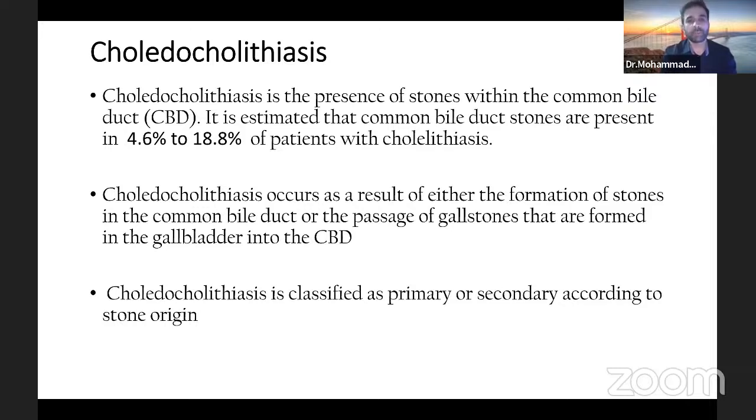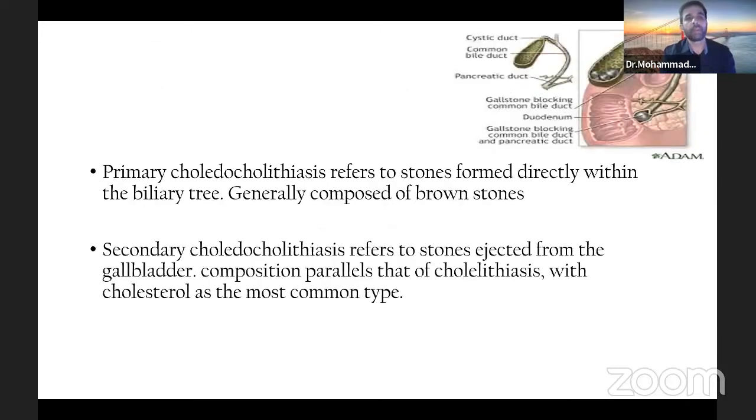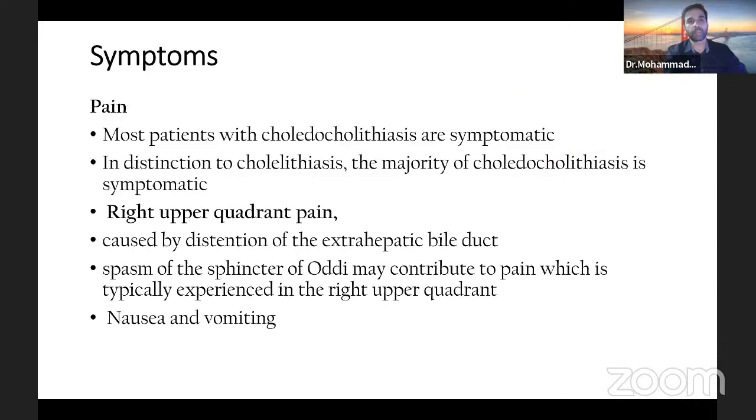Choledocholithiasis is classified as primary or secondary according to the origin of the stone. Primary choledocholithiasis refers to stones that are formed directly within the biliary tree. They are generally brown stones. Secondary choledocholithiasis refers to stones that come from the gallbladder, and the composition parallels that of cholelithiasis, with cholesterol as the most common type.